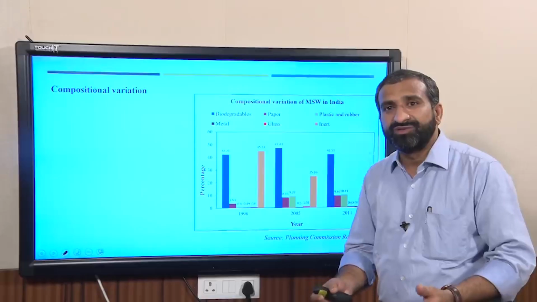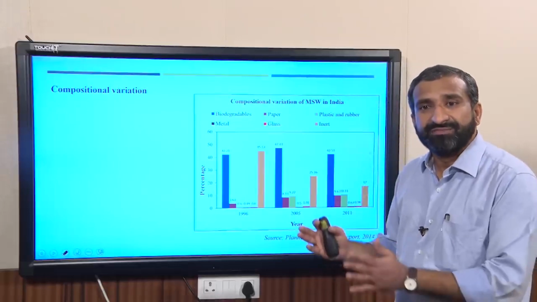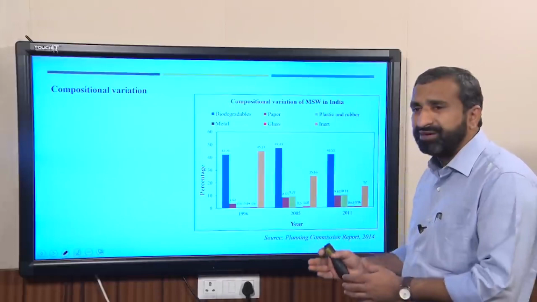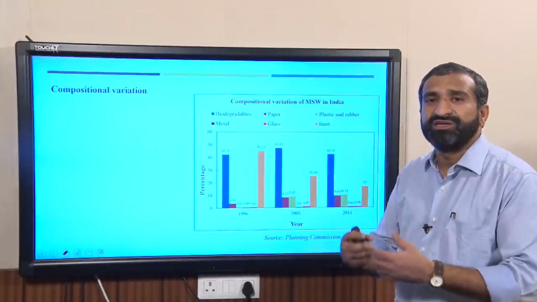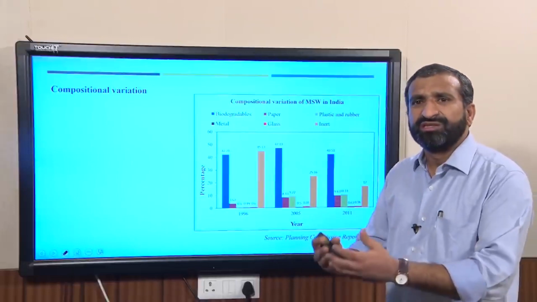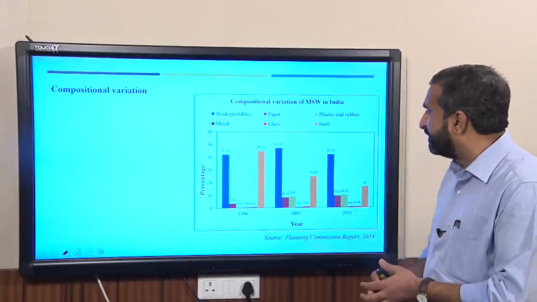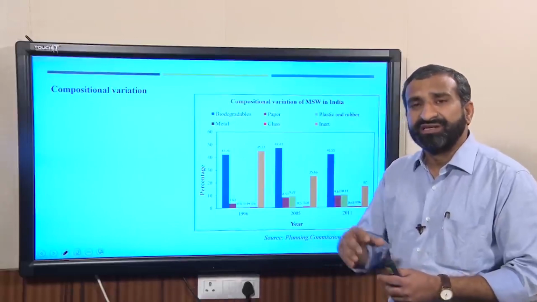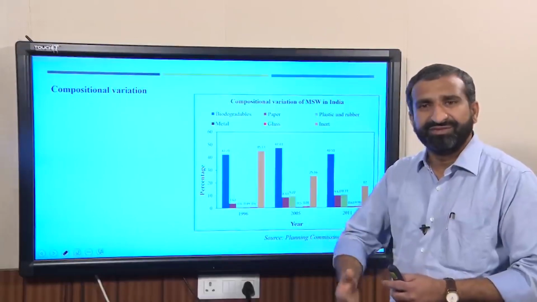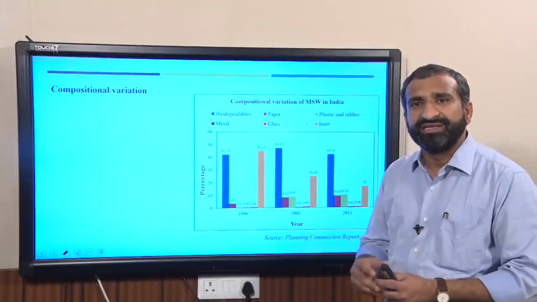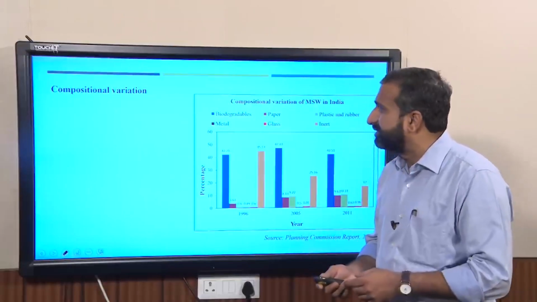Still currently in 2020, you also see that the biodegradable fraction is almost 50%, and the paper and plastic quantity has increased to 15 to 20%, and inert content was reduced to 30 to 35%. One more waste is added, construction and demolition waste. That quantity, with industrialization and development of the city, is also increasing now.